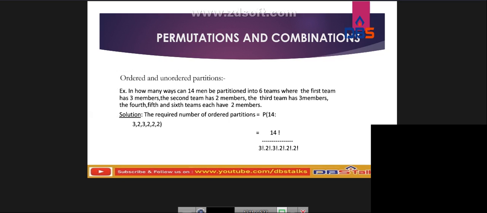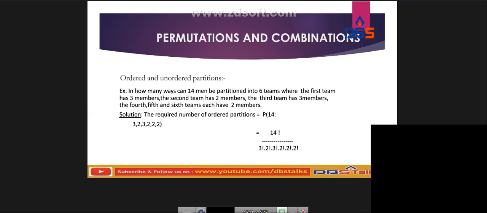Ordered and unordered partition. See, in how many ways can 14 men be partitioned into 6 teams where the first team has 3 members, the second team has 2 members, the third team has 3 members, and the 4th, 5th and 6th teams have 2 members each. See, totally we are dividing 14 members into 6 teams. So, how many ways can 14 men be partitioned into 6 teams with these sizes.